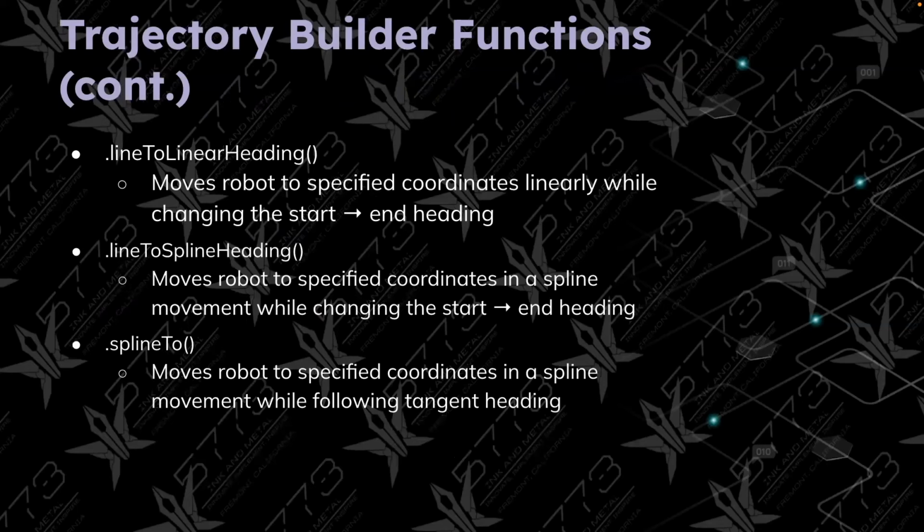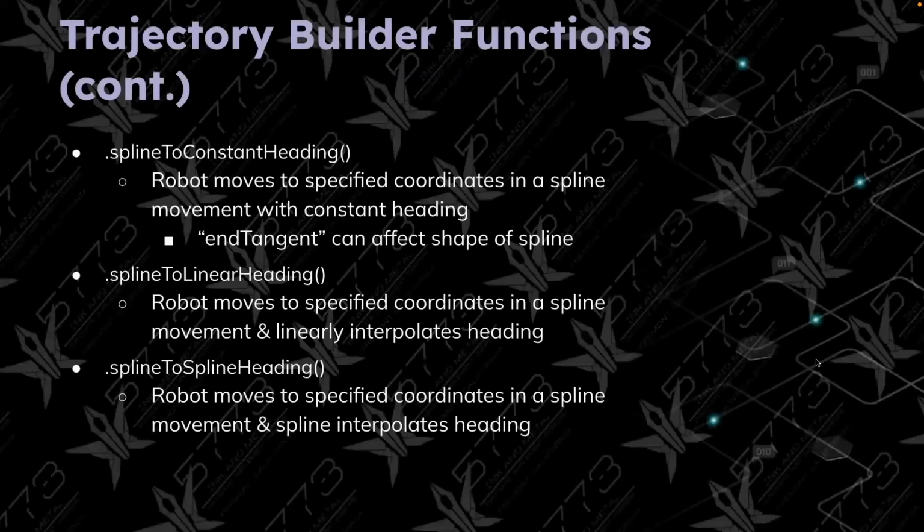The line to linear heading function moves the robot to specified coordinates linearly while changing its heading from the start to end position. The line to spline heading function moves the robot to the specified coordinates in a spline movement while changing its heading from the start to end position. The spline 2 function moves the robot to the specified coordinates in a spline movement while following a tangent heading.